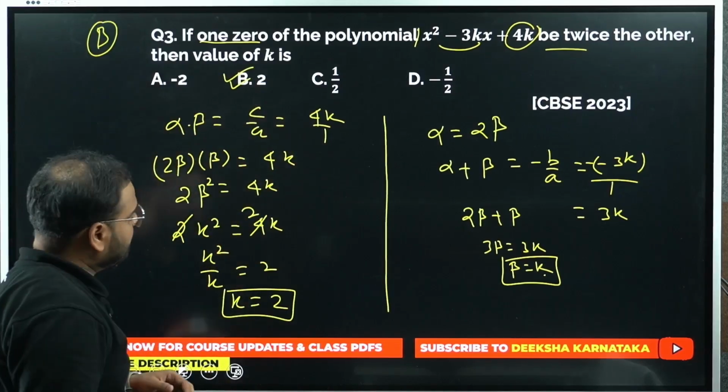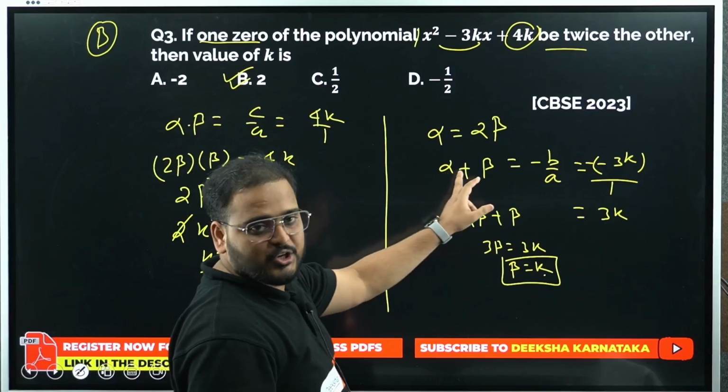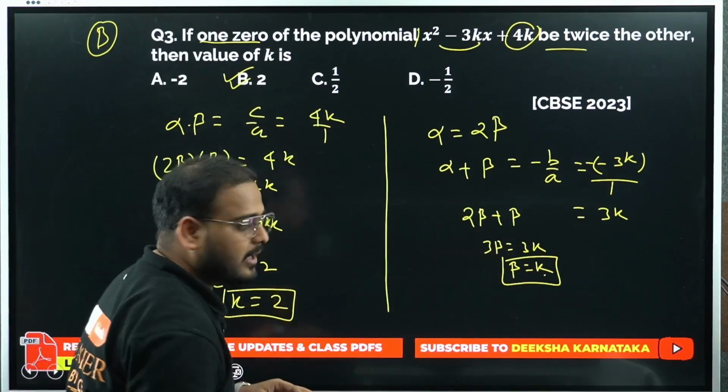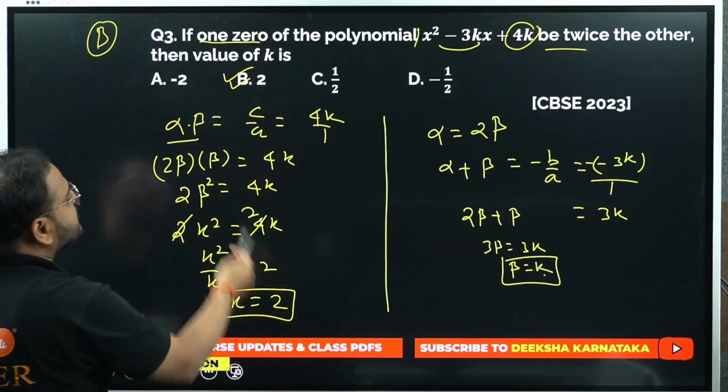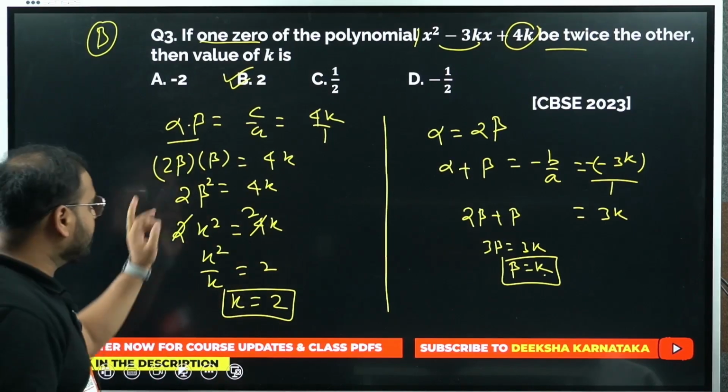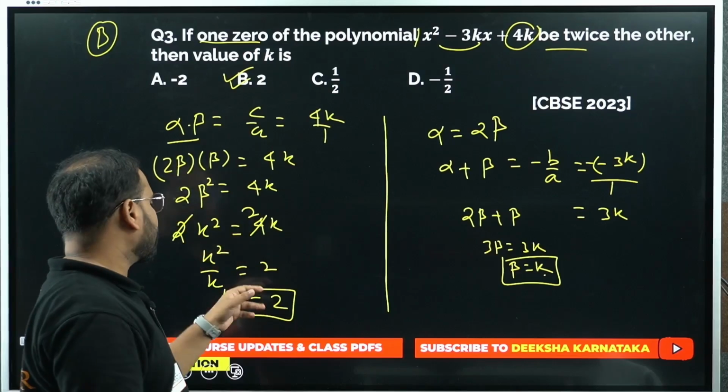Now, have a look. First I use the sum condition to get beta and k equal, and next I use the product condition for c by a to get k. Again, alpha in terms of beta, then beta square as k square, getting k as 2.